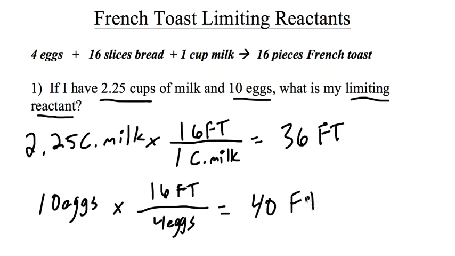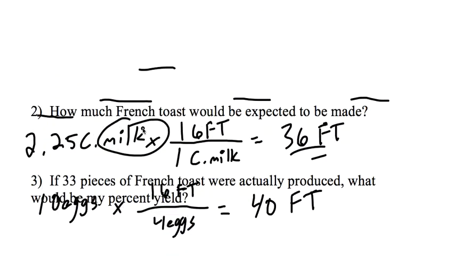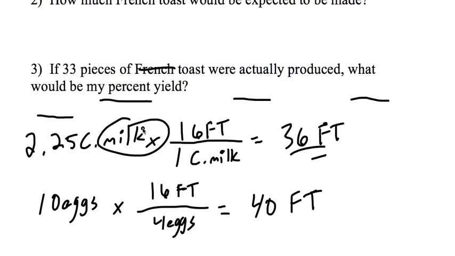So my limiting reactant is going to be my reactant that gives me the least amount of product. In this case, the answer would be milk. It gives me the smaller amount here, the 36 pieces of French toast, and that would be called my theoretical yield, the smaller amount. Because once it makes 36, it doesn't matter how many eggs I have or how much bread I have. The milk's gone. There's no way I can make more than 36 pieces of French toast. Now, that's the answer to number 2 then, how much French toast could be made. So it is 36, that's also known as a theoretical yield.